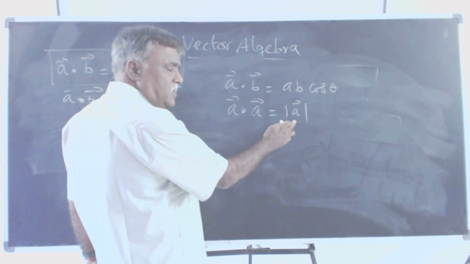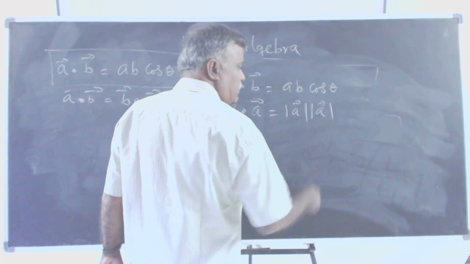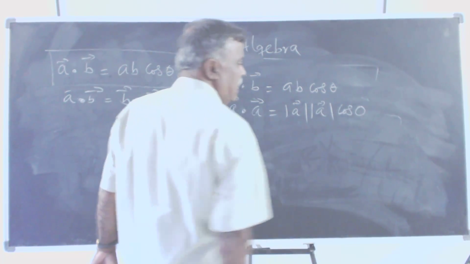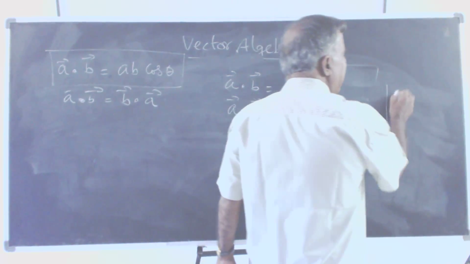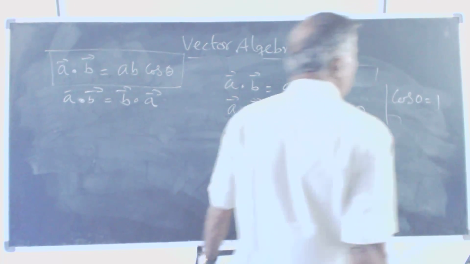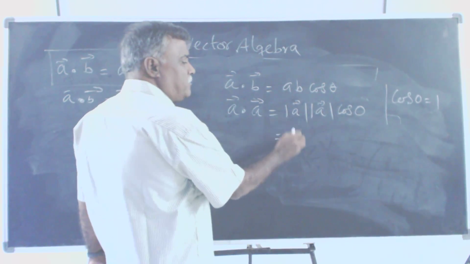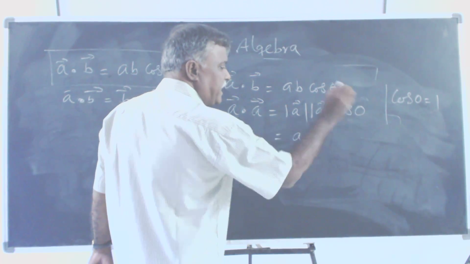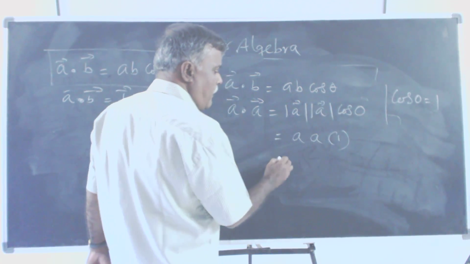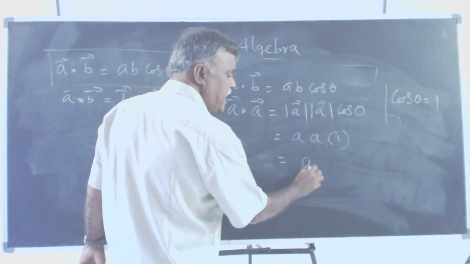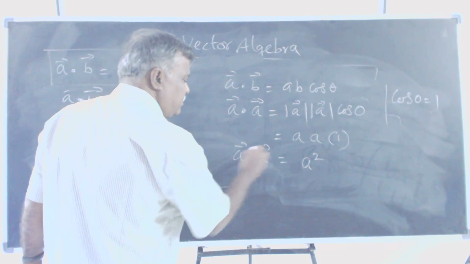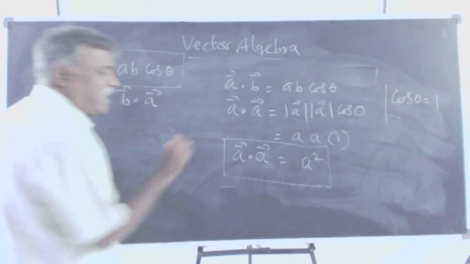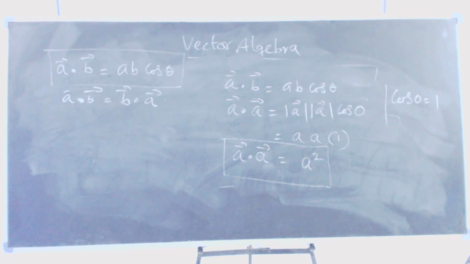டெஃபினேஷன் அப்ளை பண்ணுறேன். ஃபர்ஸ்ட் வெக்டார் மாடுலஸ், செகண்ட் வெக்டார் மாடுலஸ், ஆங்கிள் பிட்வீன் தம். ஆங்கிள் பிட்வீன் தம் 0. cos 0 வேல்யூ என்ன? 1. அப்போ மாடுலஸ் ஆஃப் ஏ வெறும் ஏ, cos 0 வேல்யூ 1. அப்போ A இன்ட்டு A ஸ்கொயர் வந்துச்சு. ஸோ A dot A equal to A ஸ்கொயர் அப்படிங்கிறது ஒரு ட்ரெடிஷ்னல் நோட்டேஷன்.